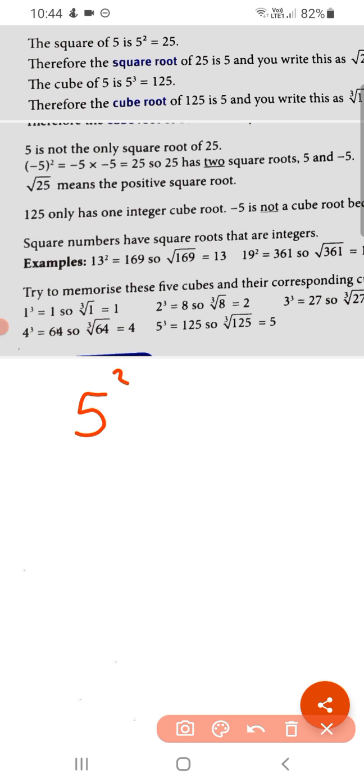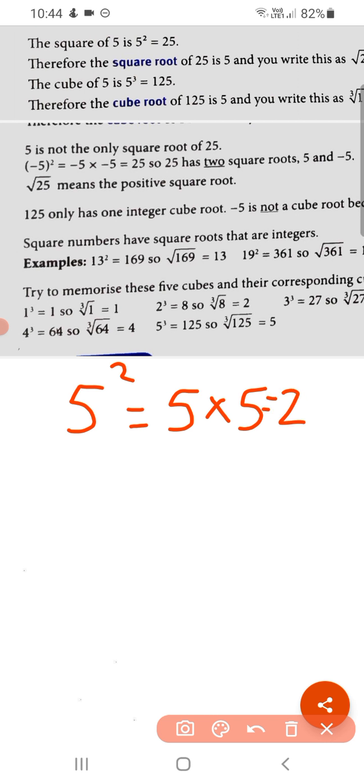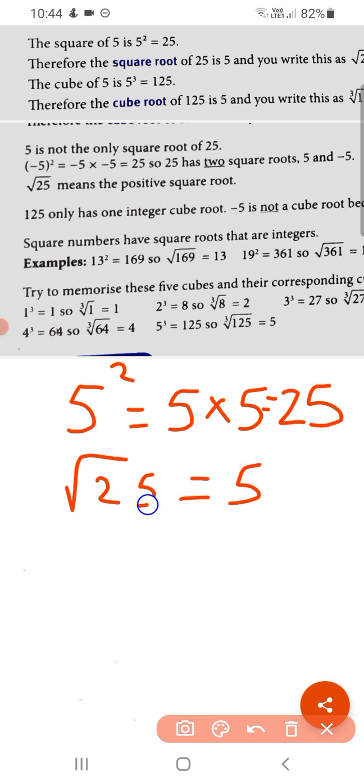5 squared, or 5 to the power of 2, is equal to 5 times 5, which is equal to 25. The square root of 25 is equal to 5. Here 5 squared is 25, but the square root of 25 is 5. This is how square and square root are related.